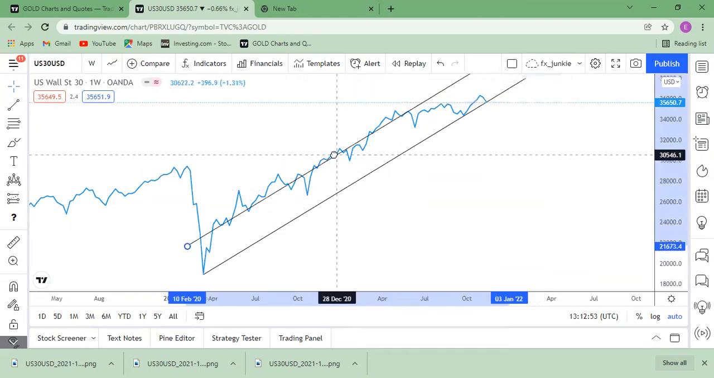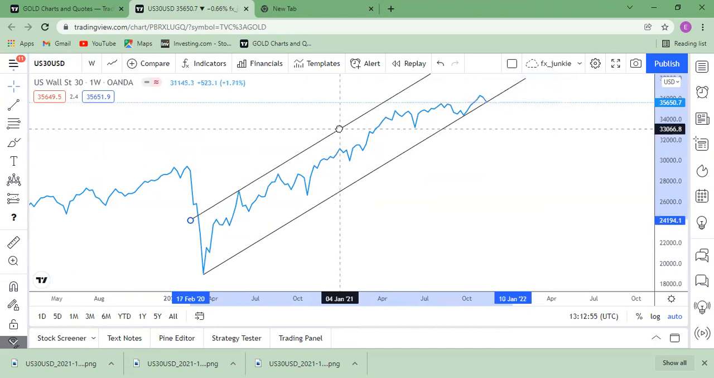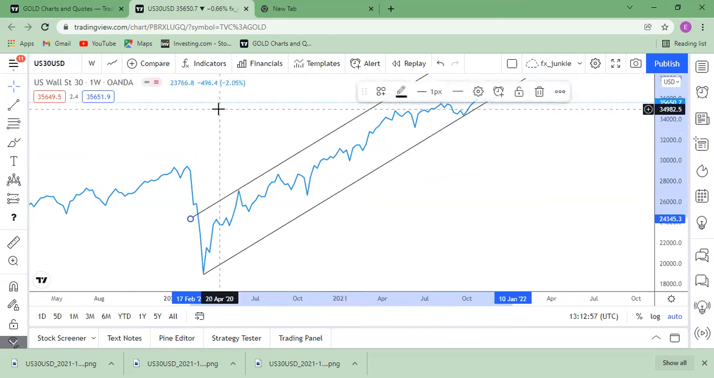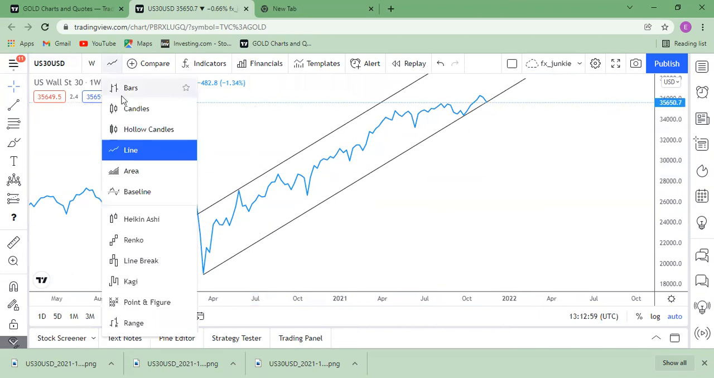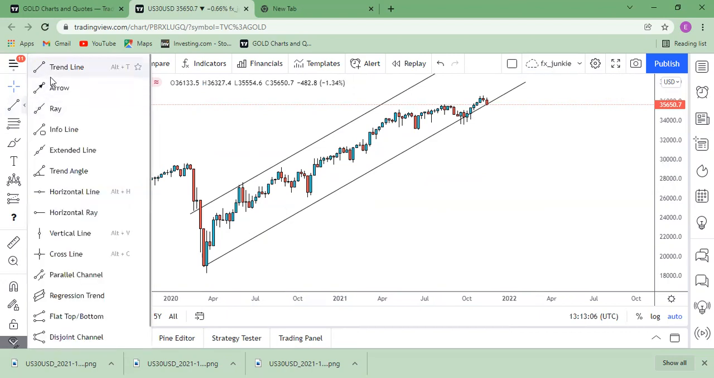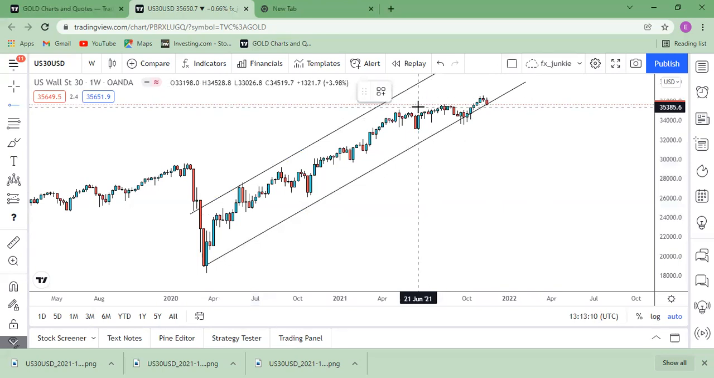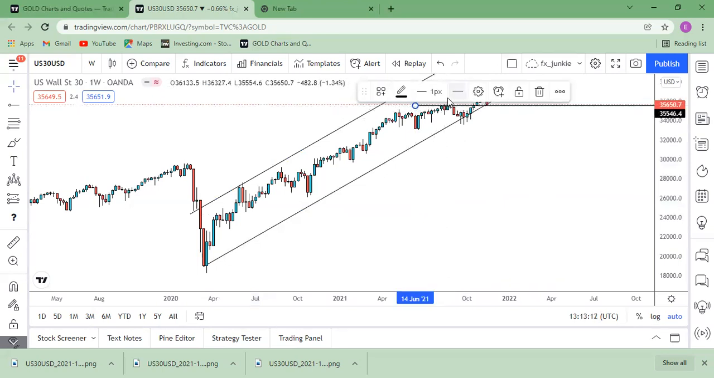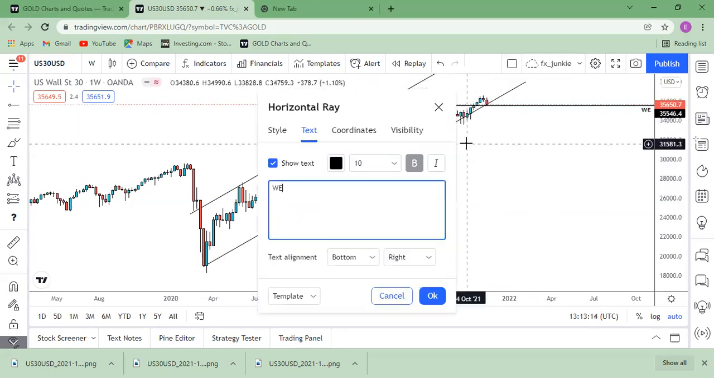So I'm gonna do something called top-down analysis. Start on a higher time frame, then I go to smaller time frames to get confirmation. So we use a higher time frame for direction. We're gonna call that weekly demand zone.